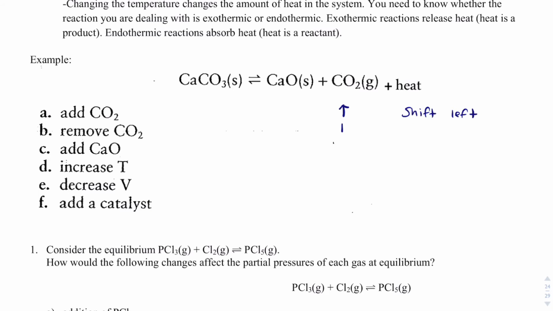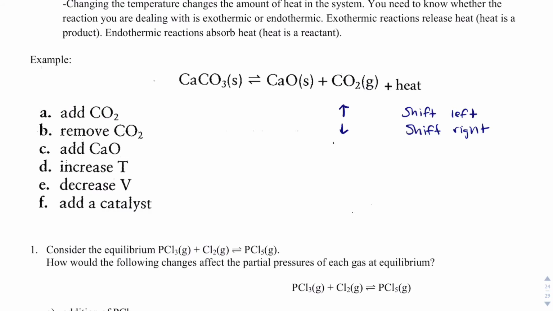What about if my disruption is to decrease carbon dioxide? Now I don't have enough carbon dioxide to be at equilibrium, so I need to form more. The way the reaction forms more is to shift to the right, because when we shift right, we will form more carbon dioxide.